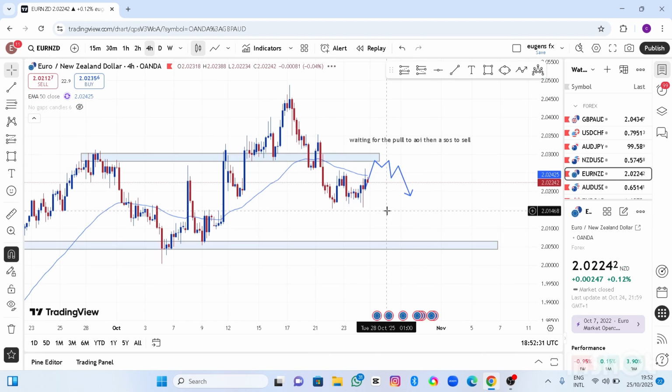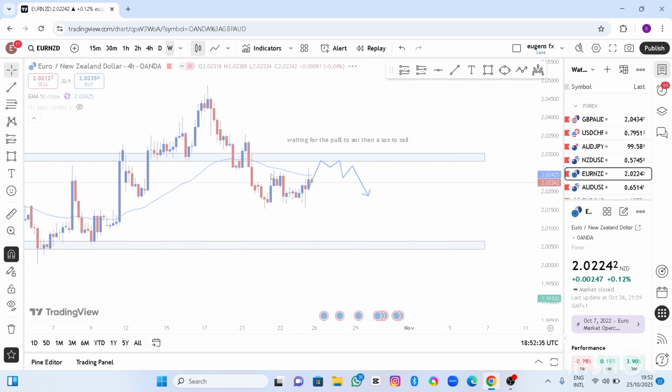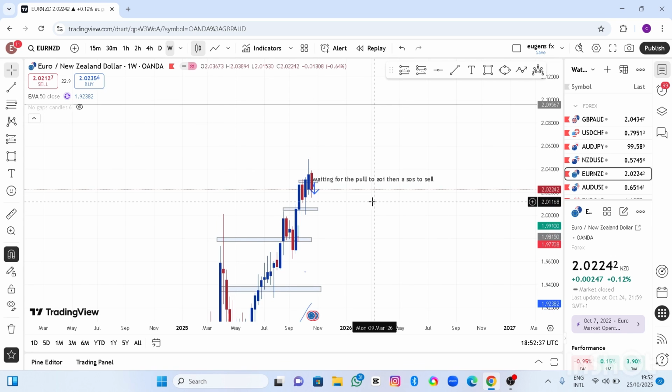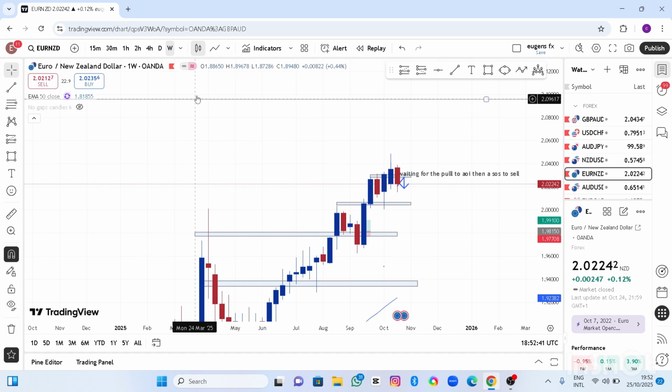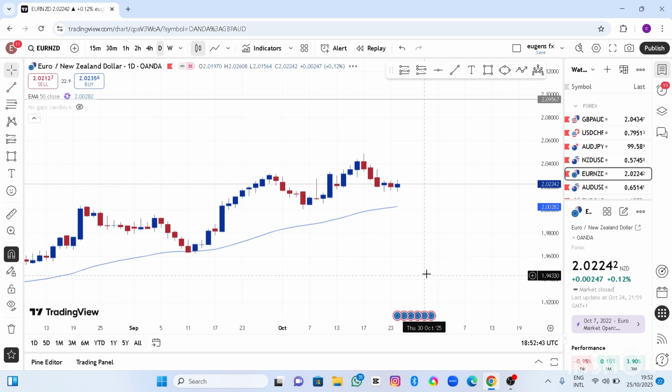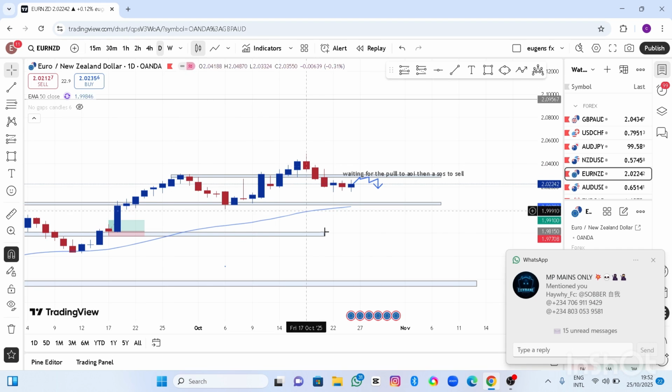And then EURNZD. Okay, I actually like EURNZD. Let me show you. So on the weekly, we're not going to be using the weekly for EURNZD because it's at an all-time high. So we're looking just to sell this market. On the daily, we can see the market rejecting from this high and going back into our area of interest.